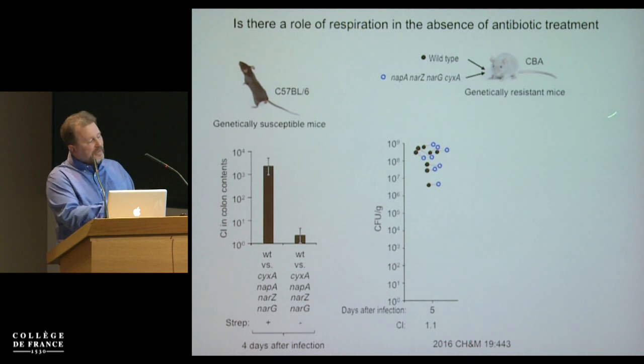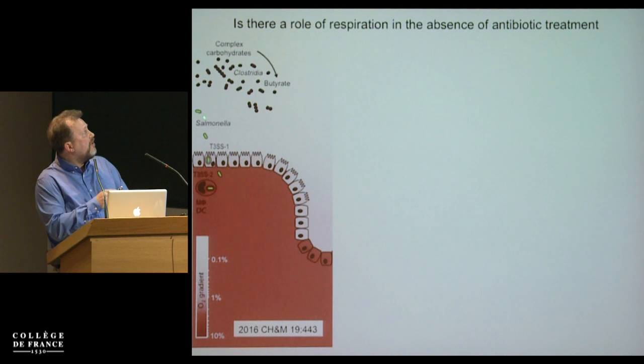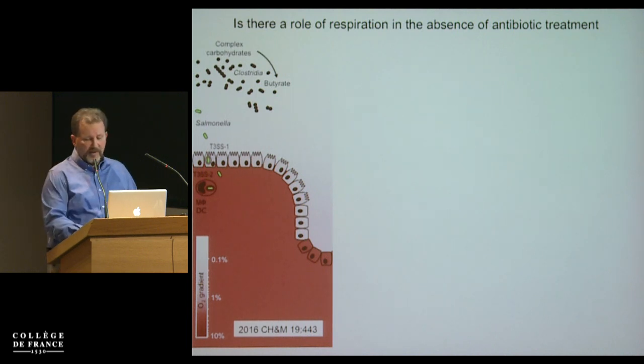But now you can let this experiment go longer, and you see that there's a very nice phenotype developing over time. By day 28, the mutant is cleared from the animals. The wild type persists in very high numbers. So there's a very strong effect of respiration in the absence of antibiotic treatment. How does that work? So Salmonella invades, survives in tissue.